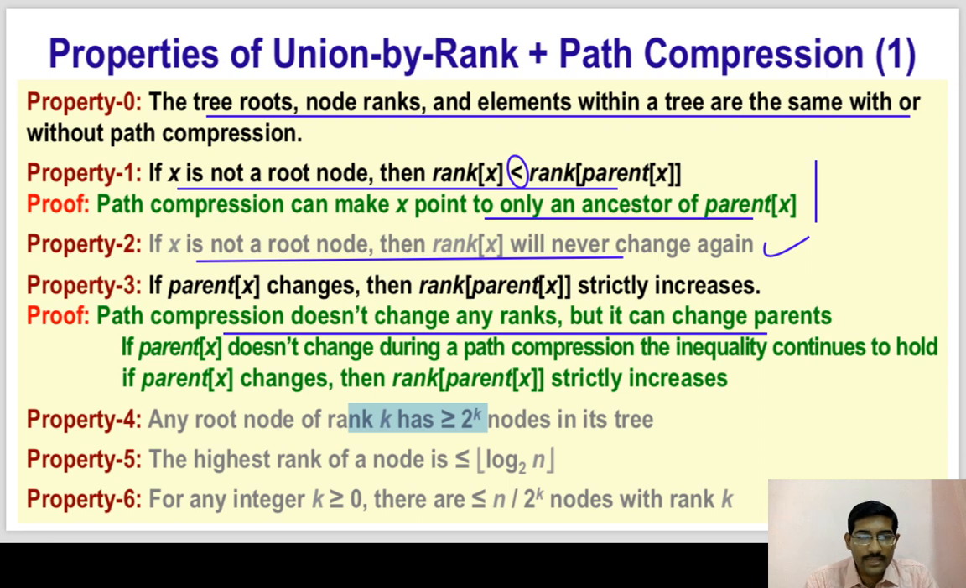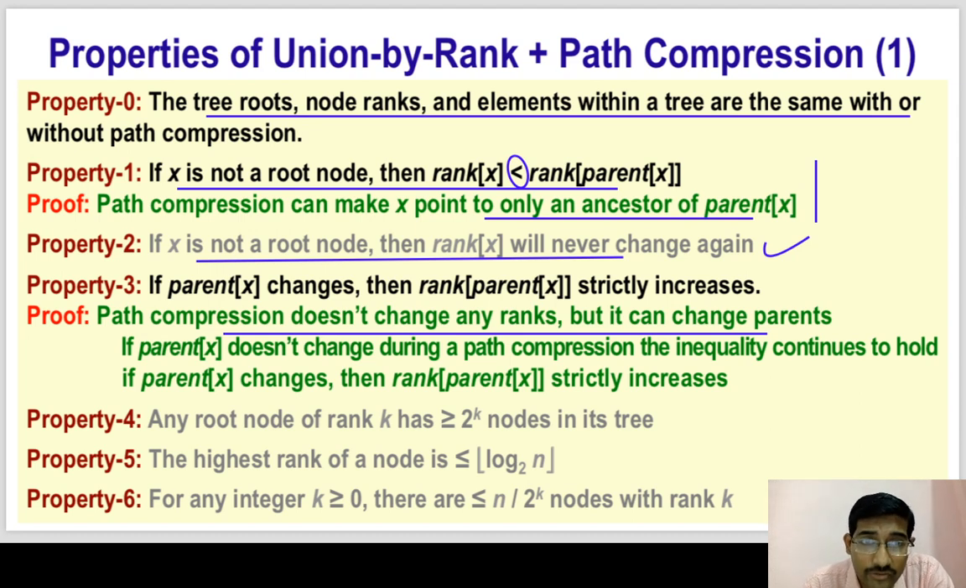Property 4 says that any root node of rank k has at least 2 to the power k nodes in the tree. The highest rank node is bounded by log n, as we have proved earlier. And for any integer k, if there are n nodes, the number of nodes with rank k is at most n by 2 to the power k, which we have also proved. So we are not changing the number of nodes, we are not changing the ranks. Therefore, properties 2, 4, 5 and 6 are still valid here.